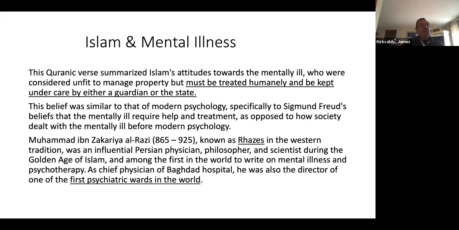Mental illness, this is one of the first civilizations to deal with mental illness, that they should be treated humanely and be kept under care, either a guardian or in the state. In Europe, they would have said, they must be under the control of the devil, let's burn them, you know, this type of thing. They're so far ahead in terms of how Europeans thought back then. Modern psychology, you can base this a lot on the Muslim breakthroughs. Once again, you can read this at your own leisure.